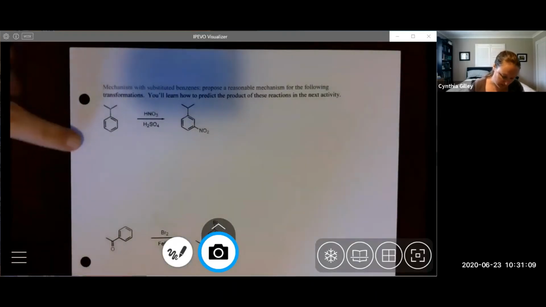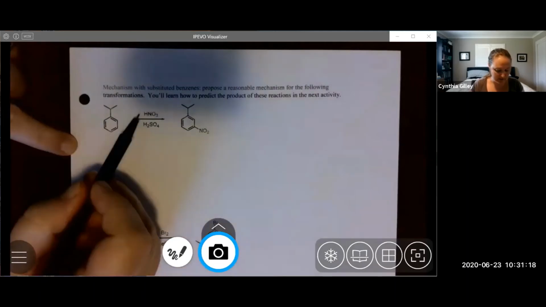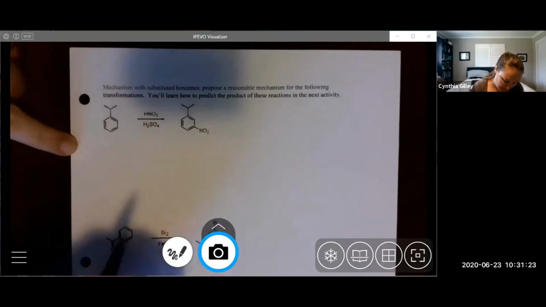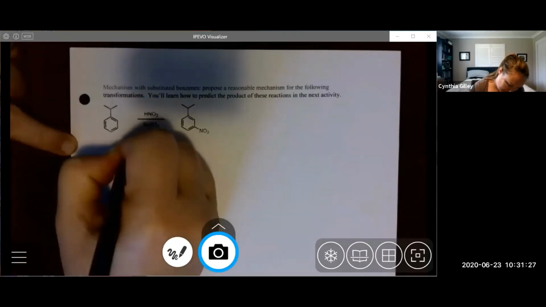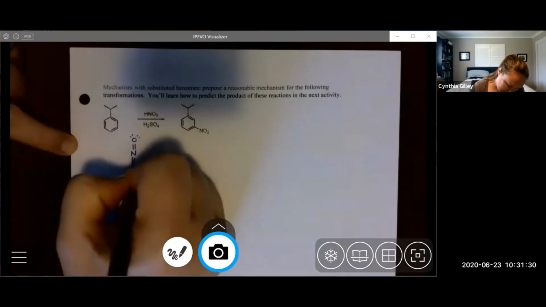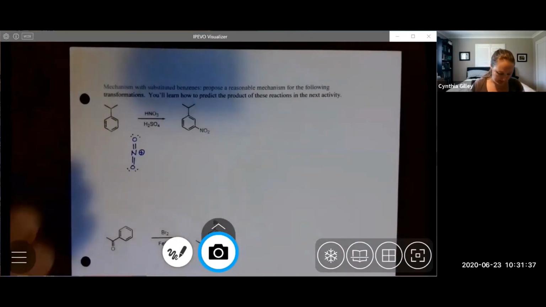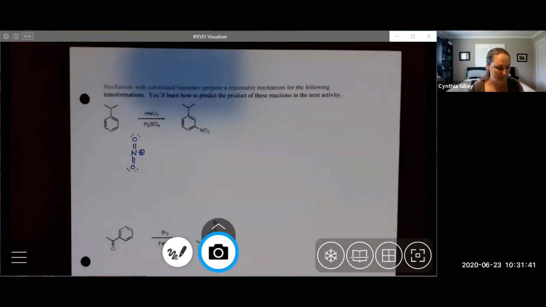Okay, so remember that a lot of times we have to generate the active electrophile. And a nitration is one of those cases, right? We have to show the nitric acid reacting with sulfuric acid, losing water to form the nitronium ion. So the generation of this electrophile was shown previously in the video, so I'm not going to show that. But we'll just start with the aromatic ring reacting with the active electrophile.